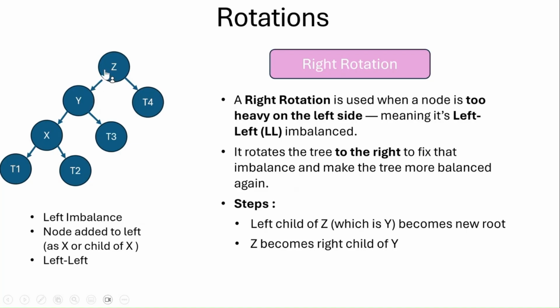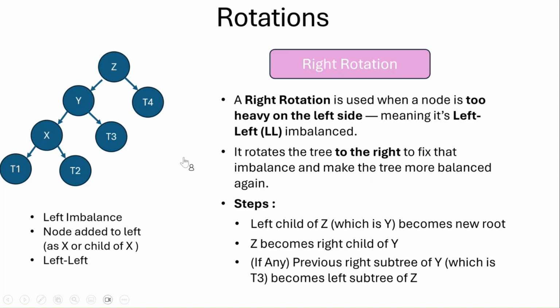Why? Because, see, if Y becomes root, then where will Z go? Z is greater than Y, right? Because that's why Y is on the left side of the Z. So that's why when we make Y the root of the tree, then Z will become the right child of Y according to the binary search tree property, right? The greater values will be on the right side.